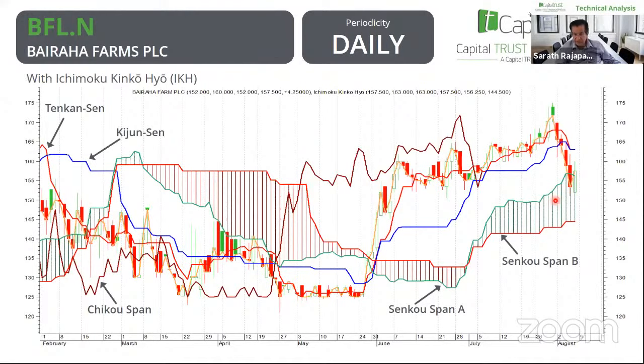Bairaha Farms. You see, again the same story. Green cloud, but the selling has brought the candlestick line into the cloud. So it's a hold.